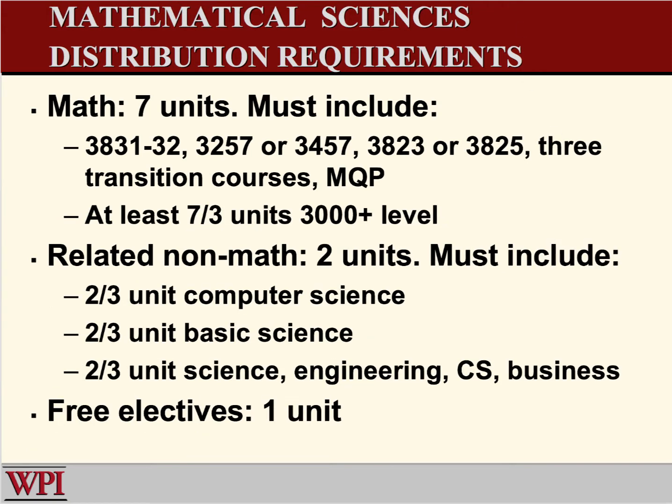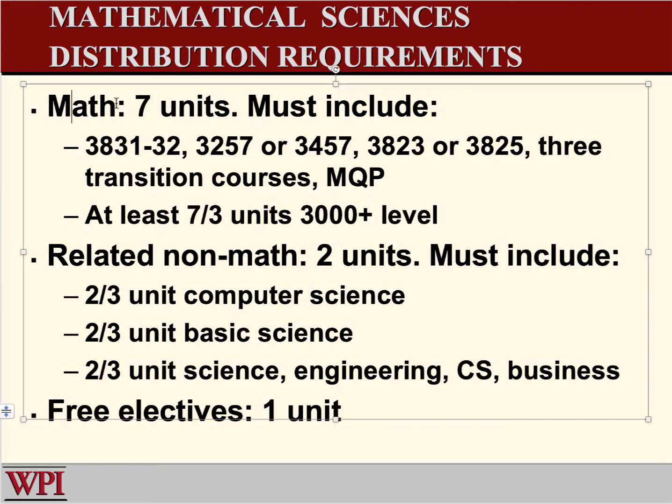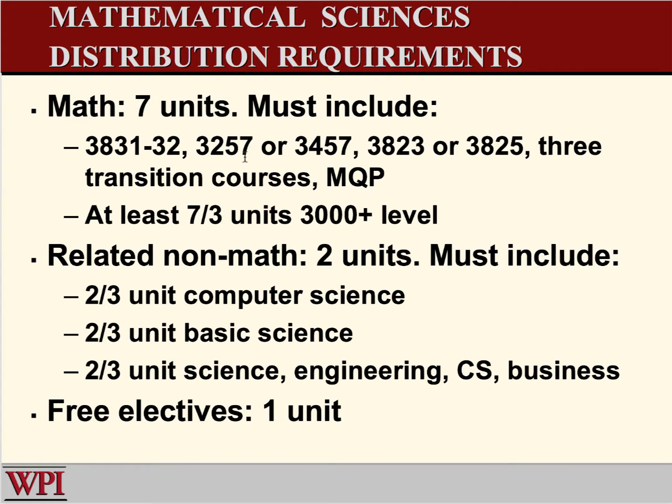For the mathematical sciences major, we have the following distribution requirements. We have 7 units of math. These must include 3831, 3832, that's the real analysis sequence, 3257 or 3457, 1 of 2 numerical methods courses, and then 3823 or 3825, 1 of 2 algebra courses, the first being group theory, the second being rings and fields. Then we have 3 transition courses and the MQP.